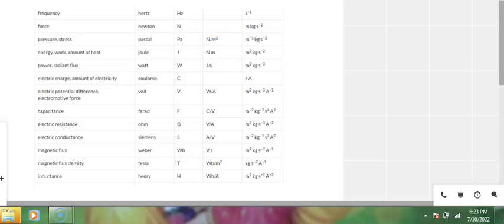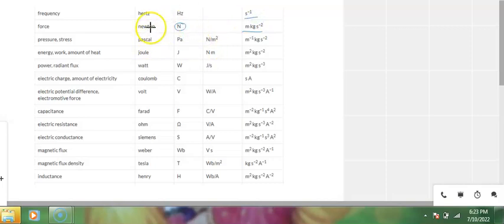Here we try to explain derived units and the names given to derived units. Generally we know, for example, the unit of force we call Newton, but in terms of SI it is meter kg second square. Hertz, for example, is cycles per second, so s inverse.